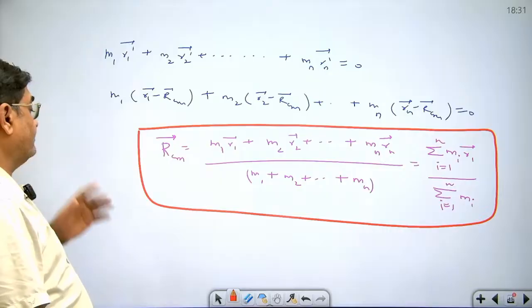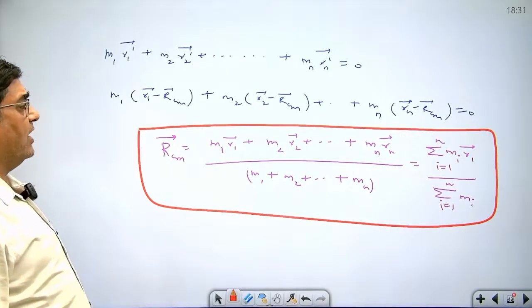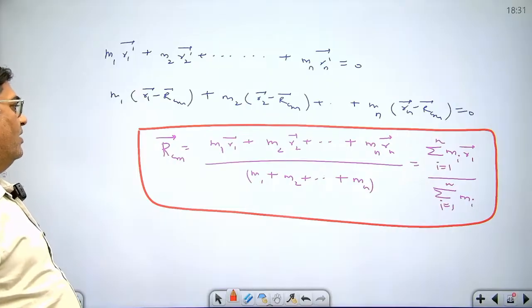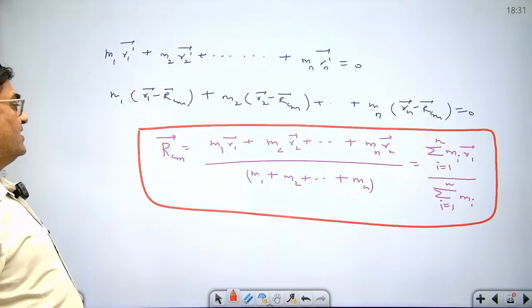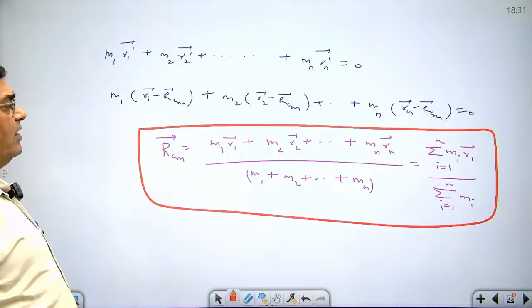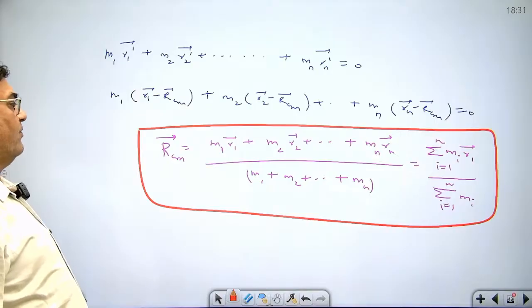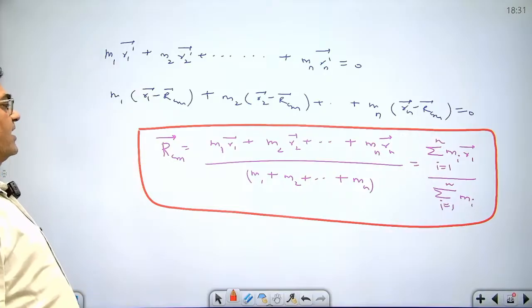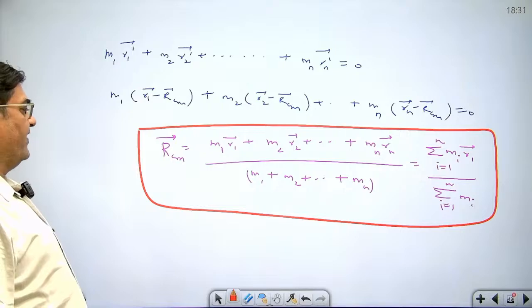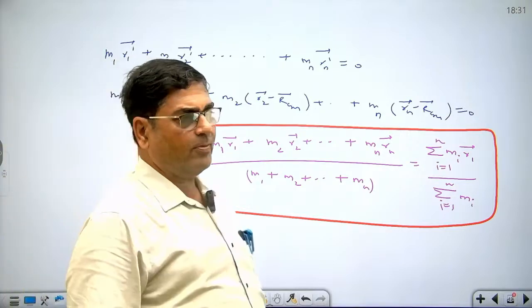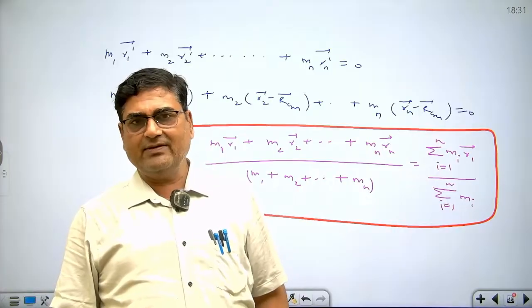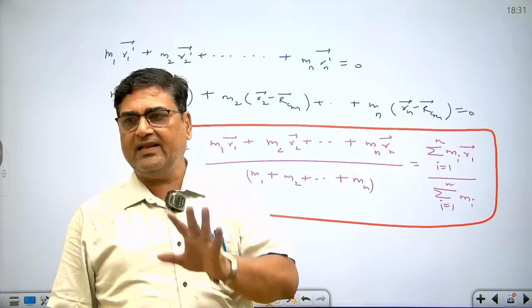See here, what is R1, R2, R3, Rn? R1, R2, R3 and Rn are the position vectors of various point masses with respect to the reference point. And RCM vector is the position vector of center of mass with respect to the reference point. Okay. Remember, the center of mass of a system does not change on change of the reference point. Wherever the center of mass is, it will be there.